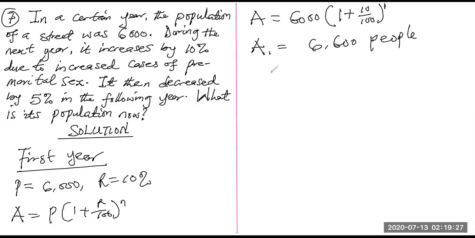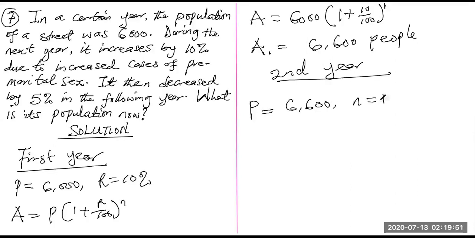So in the second year, there was probably a problem in that particular community, so it now decreased. Remember the second year is working based on the outcome of the first year. The outcome of the first year is this, so the P for the second year is going to be 6,600. Then n is also equal to 1, because it is just 1 year after, and the rate is equal to 5%.